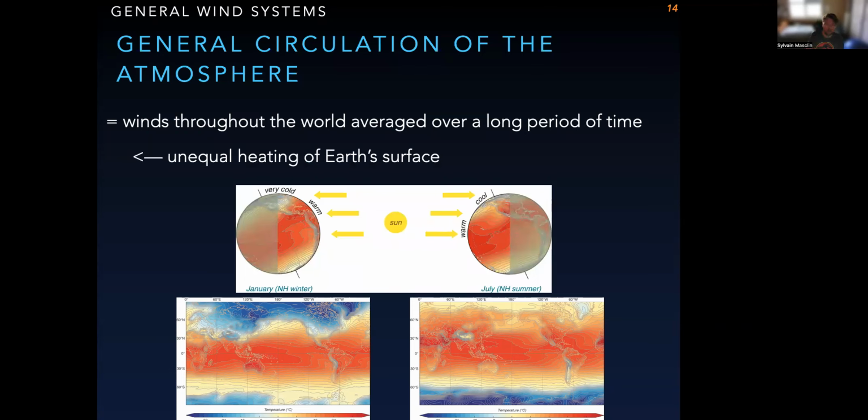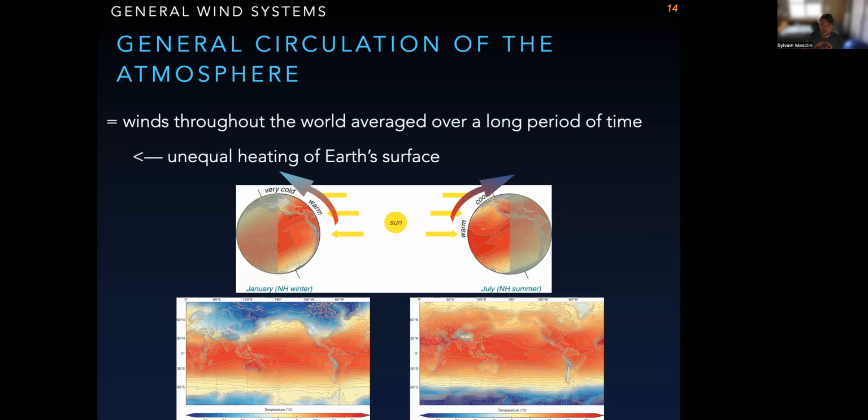So remember, not so long ago we talked about the fact that our Earth is not warmed the same way by the sun, because of its rounded shape, and that the equator receives more energy per surface than the higher latitudes or the poles, which receive less energy. So there is a distribution of energy from the equator towards the poles, and that leads to a general circulation of the atmosphere, a global wind system that we can observe over a long period of time, not daily, but seasonal, annual.